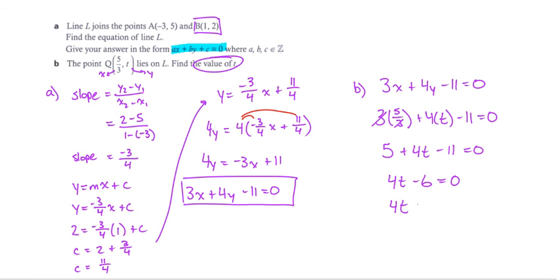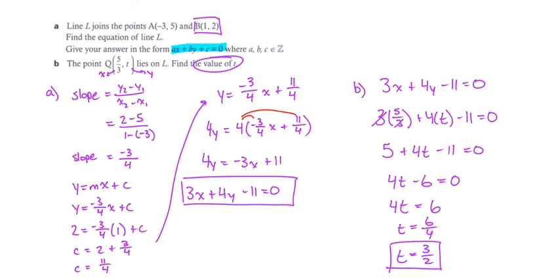I can add 6 to both sides, and I get 4t equals 6, which means t is 6 over 4, but I should reduce that to lowest terms, which is 3 over 2. So when I do some simple substitution in algebra, I can successfully solve the problem. So hopefully you're now comfortable with equations of lines and using points and slopes and intercepts to solve problems.